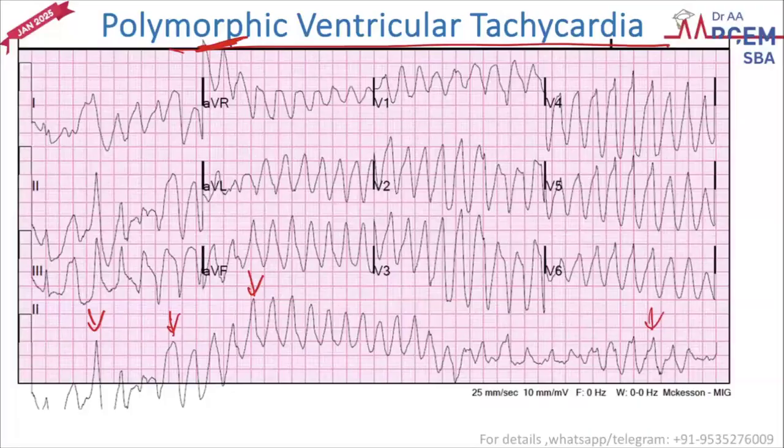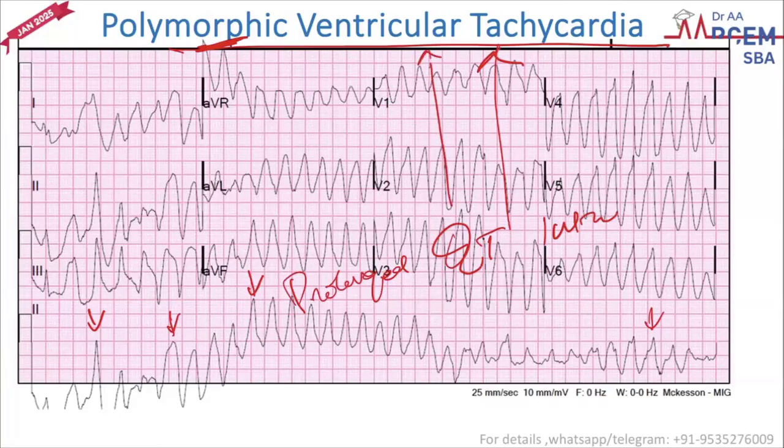Most of the time, polymorphic ventricular tachycardia is predisposed by a prolonged QT interval. So remember, prolonged QT interval from any cause. It can be anything. It can be hypocalcemia or hypomagnesemia. It can be because of electrolyte imbalances, or it might be a congenital abnormality of QT prolongation. It might be some medication, like a tricyclic antidepressant overdose or a macrolide overdose causing it. Anything which predisposes to QT prolongation can predispose to a polymorphic ventricular tachycardia. The triggering agent here is the prolonged QT interval.